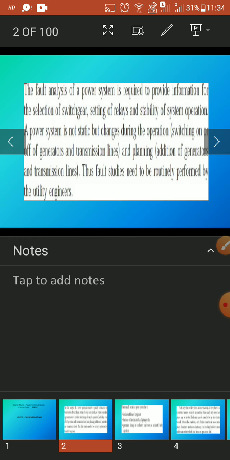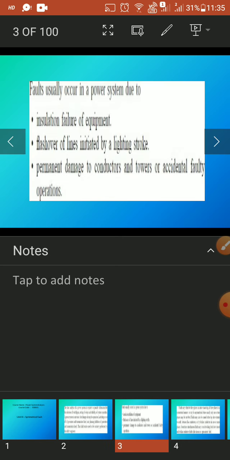So the power system is not static but changes during operations, that is, switching on or off of generators and transmission lines, and planning additions of generators and transmission lines. Fault studies need to be routinely performed by the utility engineers.